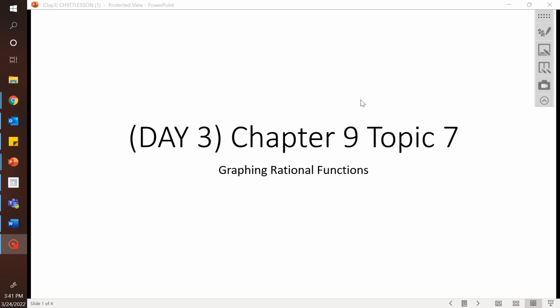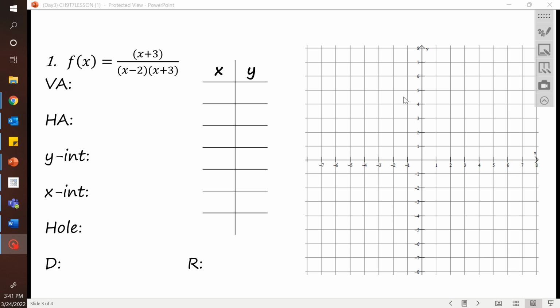Hi, good afternoon, everybody. Today we're looking at the third day of graphing rational functions. These are, we'll see in a second. Let's go ahead and just take a look at the first problem.